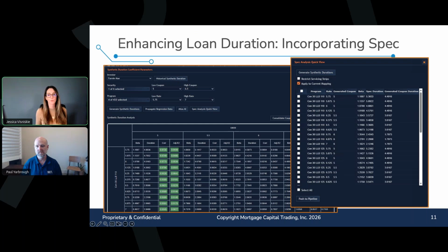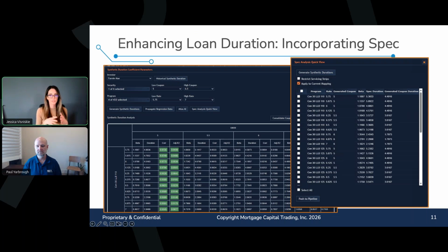So on this slide, we are looking at MCT Live's regression analysis tool. This allows us again to quantify that difference that we just saw in the example previously, and it gives you the ability then to incorporate that ratio into your model assumptions and to affect the size of your hedge.